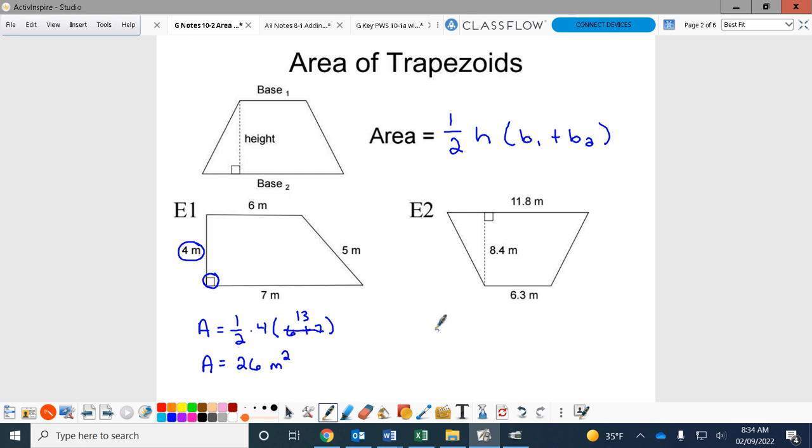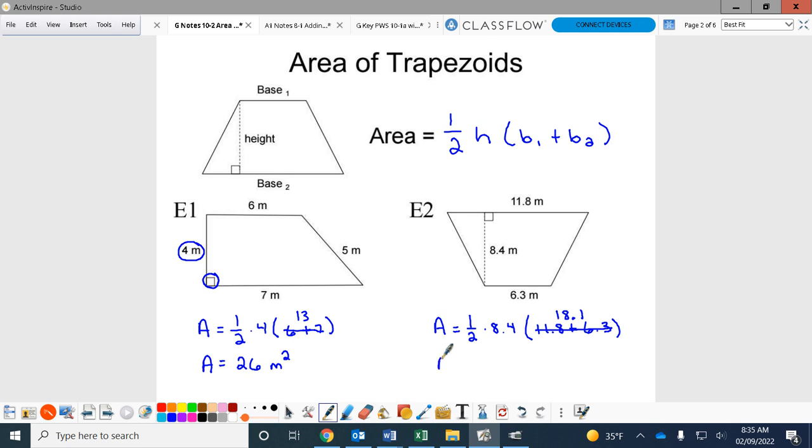Area equals 1/2 times the height. Which number is the height in this case? 8.4. Good. No issues identifying that. The 8.4, and the two bases are going to be the 11.8 and the 6.3. Again, I personally would recommend that you go ahead and take care of the addition inside the parentheses first so that you don't mess up order of operations. It's very easy to mess that up. What is 11.8 plus 6.3? 18.1. Then I would use your calculator to go through and type the rest of it all together.